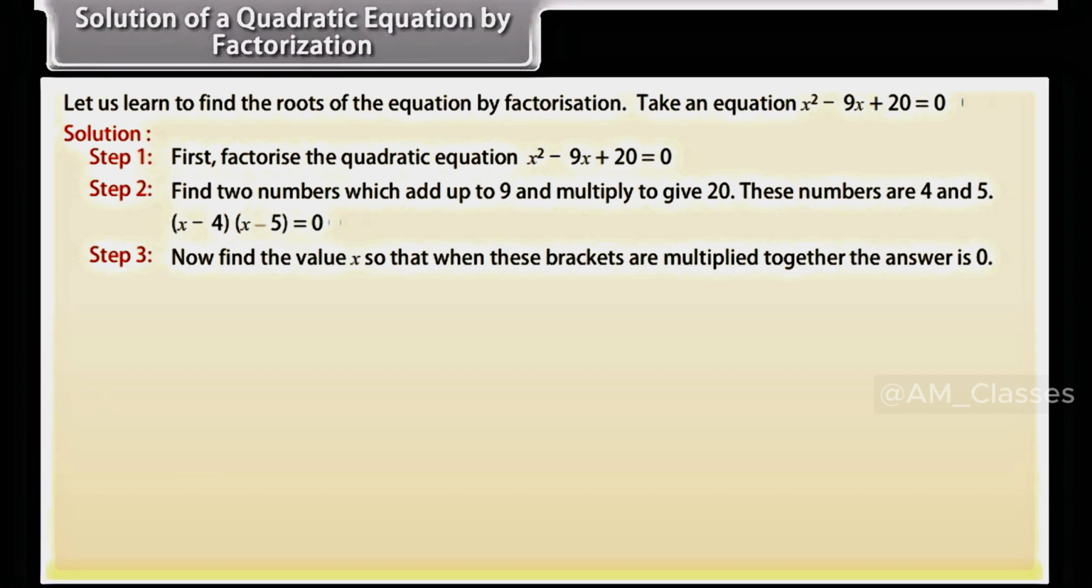Now find the value of x so that when these brackets are multiplied together, the answer is 0. This means either x minus 4 is equal to 0 or x minus 5 is equal to 0. So, x is equal to 4 or x is equal to 5.